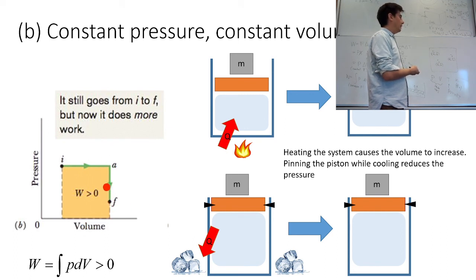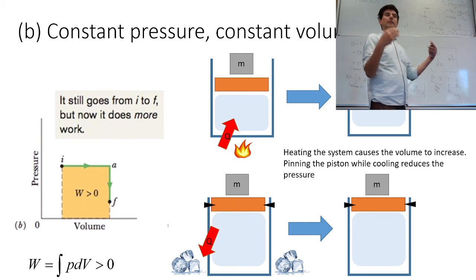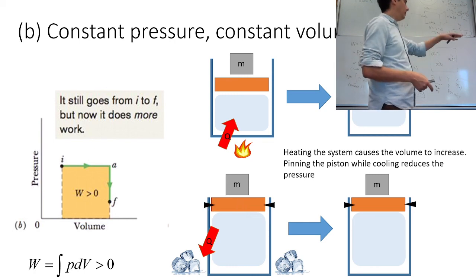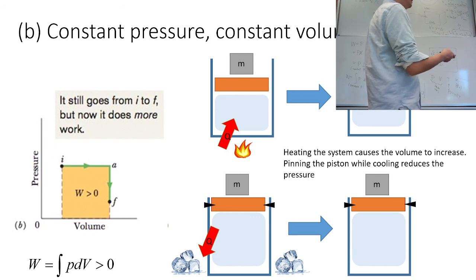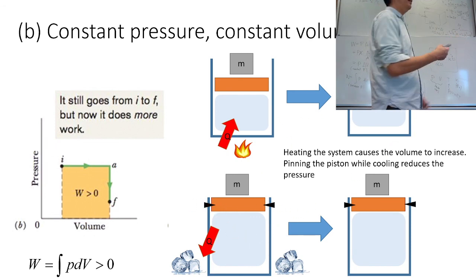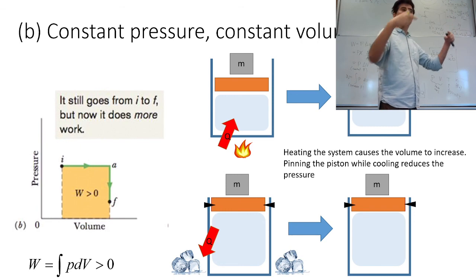Okay, so how do we first fix the volume? Well, what you can do is just fix the container size, right? So if we have this piston here, and we're starting at this configuration, maybe we attach some nails to the piston.